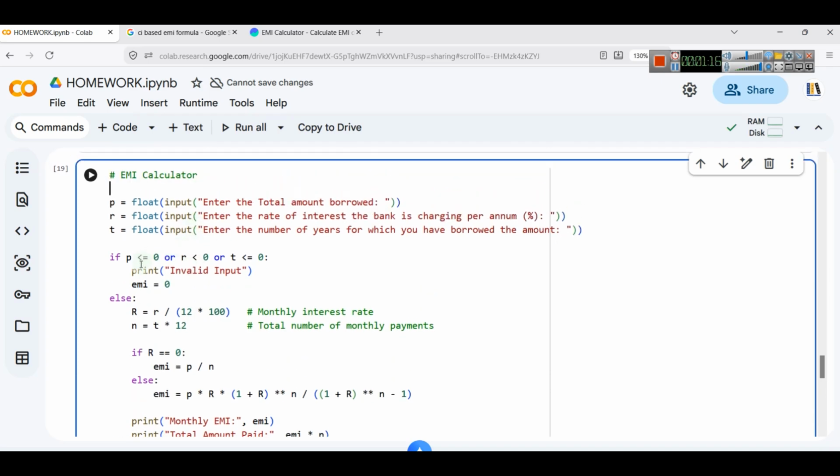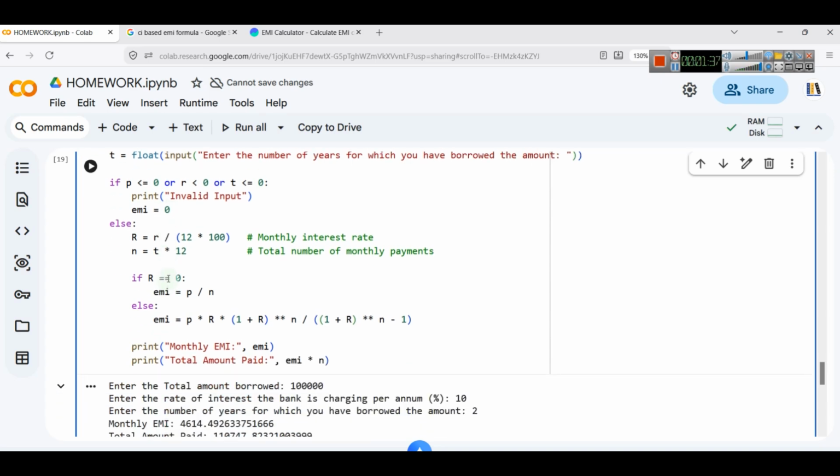Now if P or R or T, if any one of them is 0, you will say invalid input. If that's the case, like if rate is 0, time is 0 or principal is not given, so you will say it is 0.